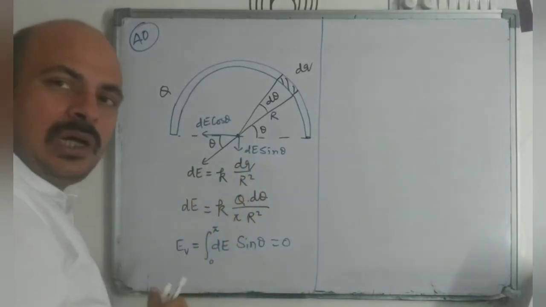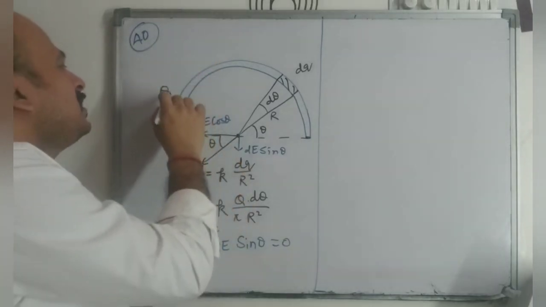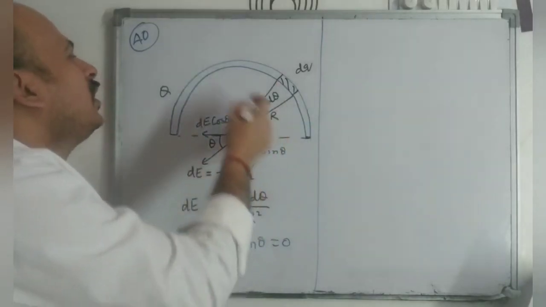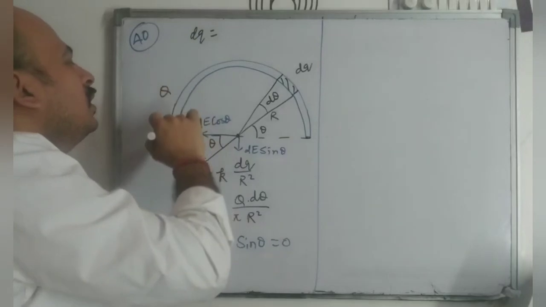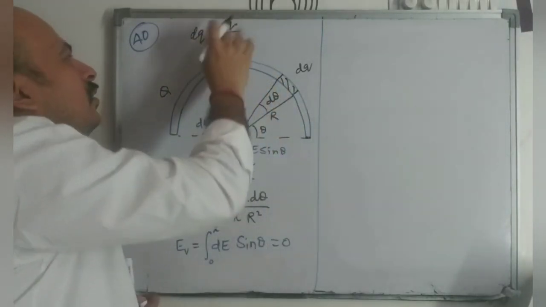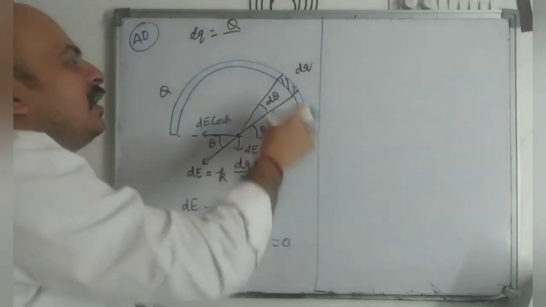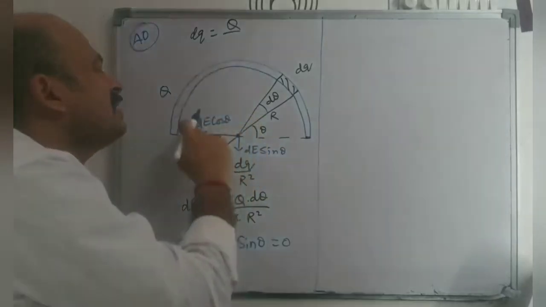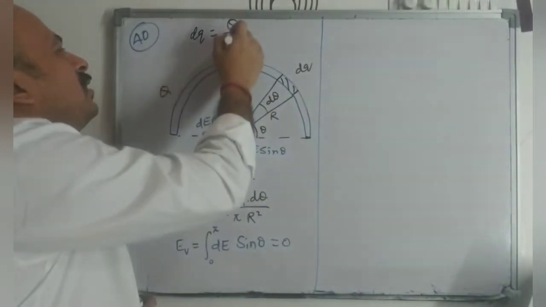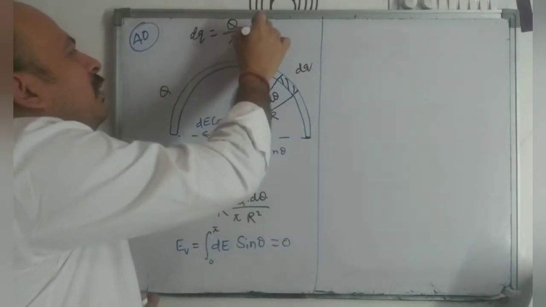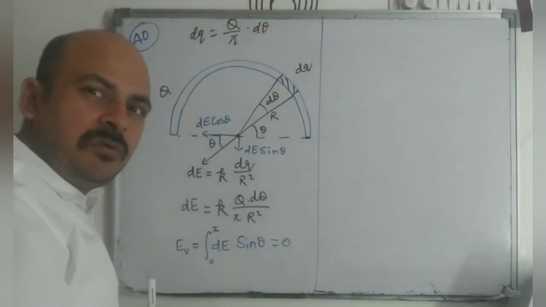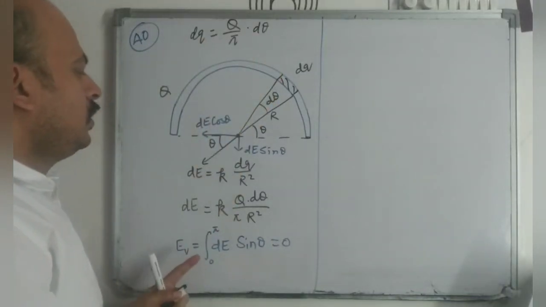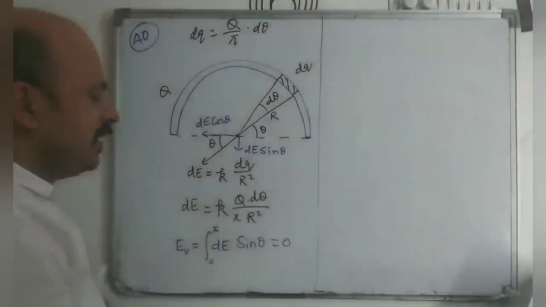What about dq? How to calculate dq? As this charge q is distributed over the semicircular ring, dq will be equal to charge per unit angle. What angle will that arc cover? That is pi. From this end to this end, total angle is pi. So charge per unit radian is q by pi. So dq will be equal to q upon pi into d theta.